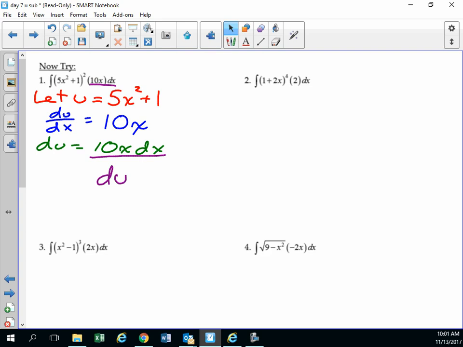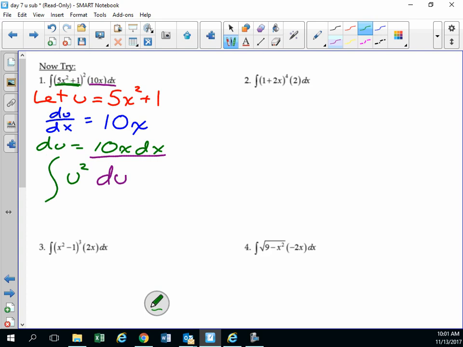I'm going to replace my 5x squared plus 1 with what? U. I got it squared because that's squared. Hey, can you integrate that? Integration of u squared du, that's a lot easier. I can do that. Aubrey, what's the integration of u squared? Fabulous. Just u cubed over 3? Plus c.